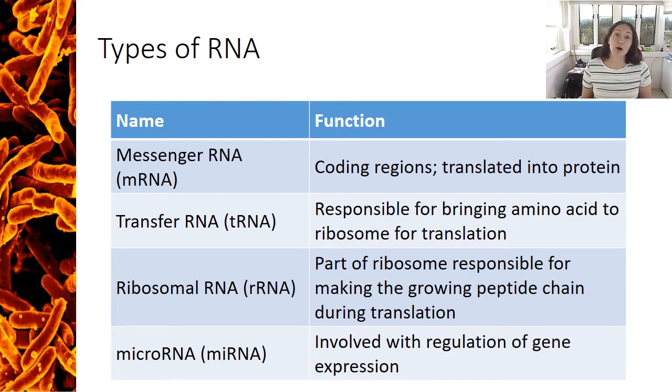And then the last type of RNA is called microRNAs. These are small RNA sequences that we're just really learning about now that seem to be involved in the regulation of gene expression, so controlling when and how much gene products are actually produced.